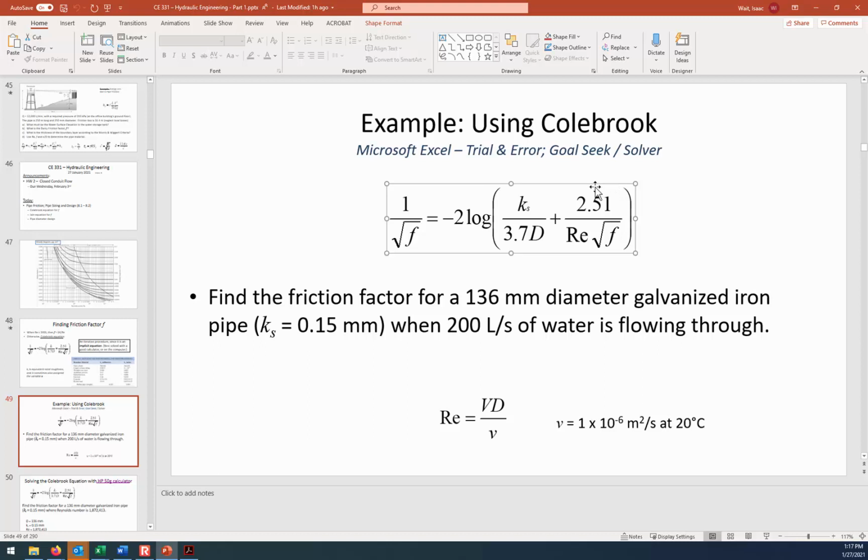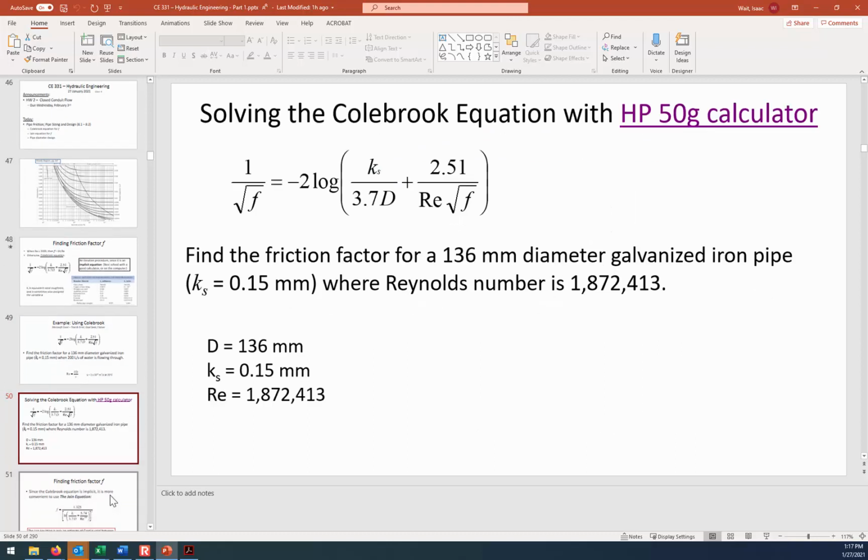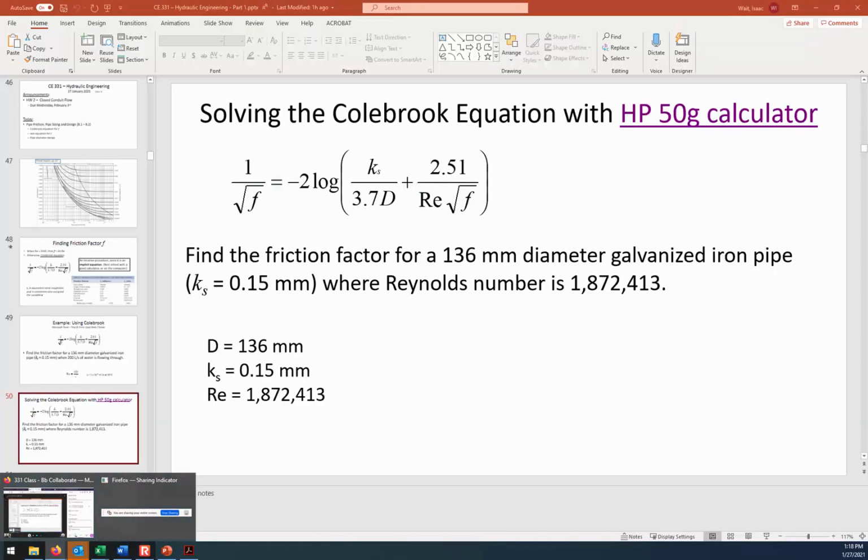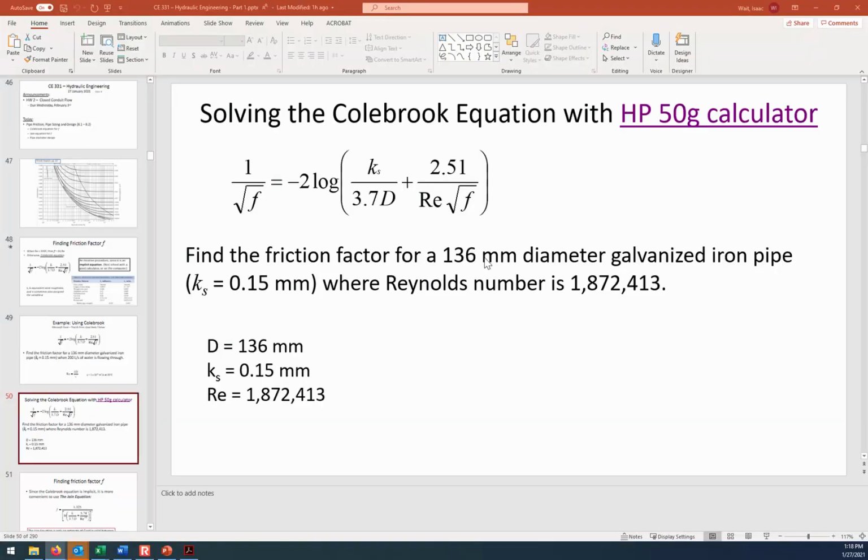It's pretty tedious to do it by hand. There's also a calculator way of doing it. You can solve the Colebrook equation using your calculators. Let me show you what it looks like when you solve the Colebrook equation with the calculator that I use, which is the HP50, and I'd encourage you to consider there isn't a way to solve algebraically for f.